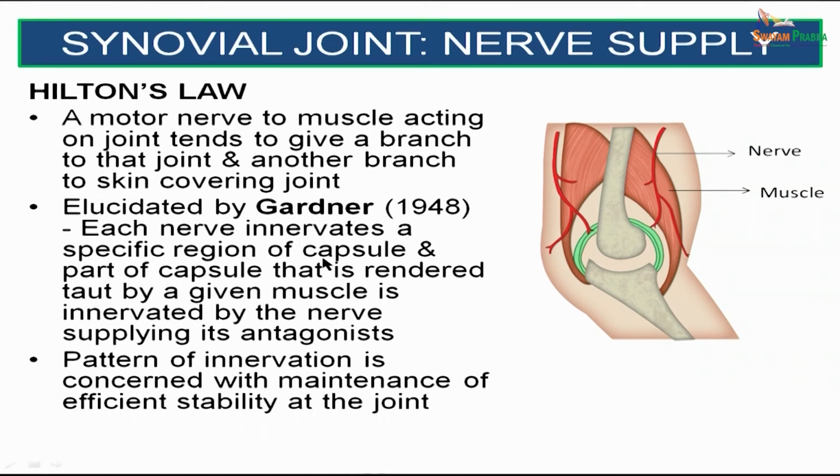The second law, Gardner's law, states that each nerve which innervates a specific region of the capsule, and that part of the capsule which is rendered tight by a given muscle, is innervated by the nerve supplying its antagonist. This pattern of innervation is important because it is concerned with the maintenance of efficient stability of the joint.